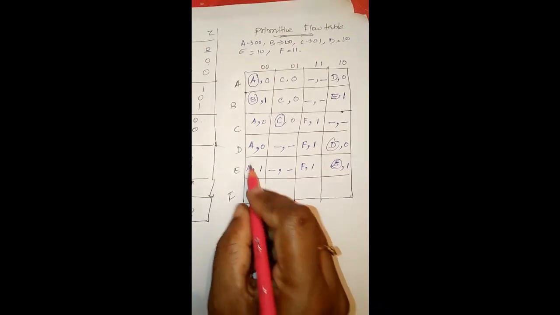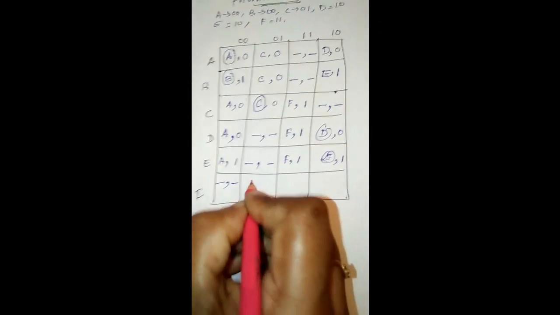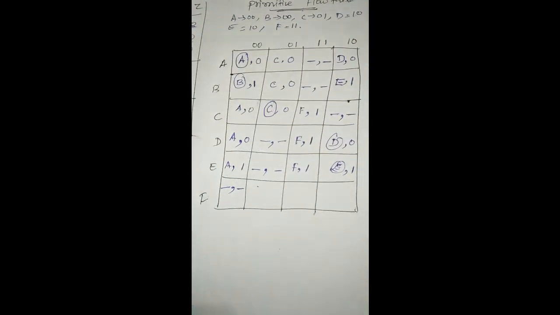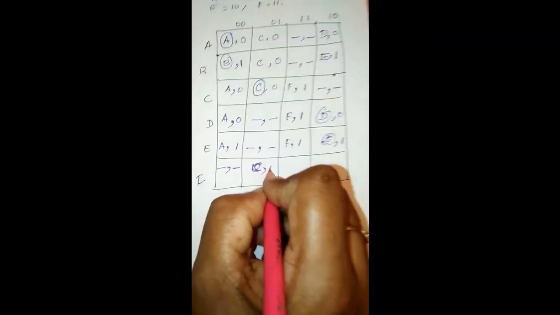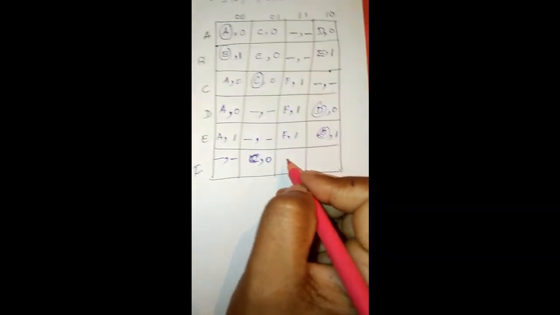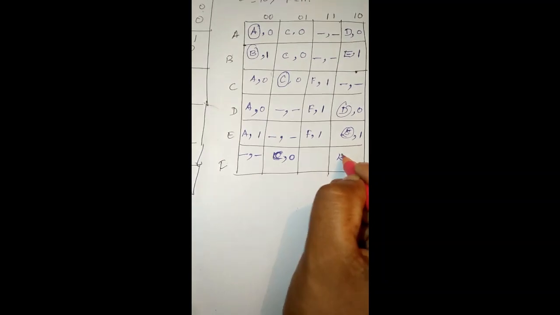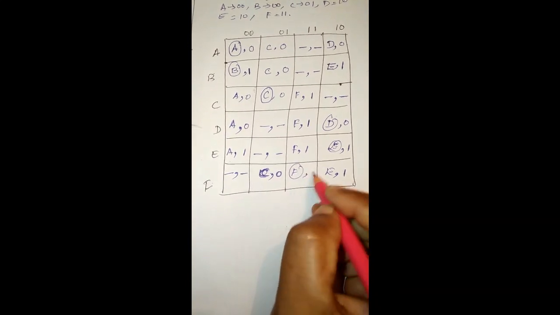For F, so 0, 0, for F is 1, 1, so 0, 0 will be the race condition, so this goes as dash dash. And the next is F will come to 0, 1, that is C, so it is C, okay, with an output 0. And F coming to 1, 0, that is E, with an output 1, and F goes to the same state F with output 1.